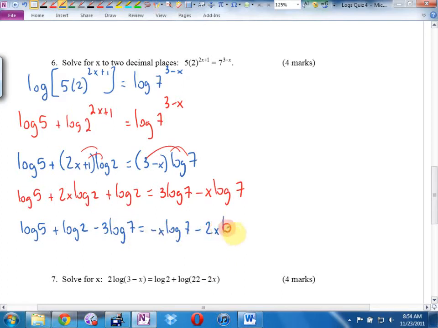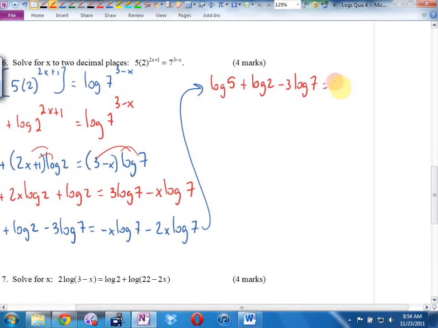Tyson, how many x terms do I have? 2. How many would I prefer? One. It'd be wonderful. It's a grade 9 mathematical operator. Yeah, I can factor out the x now. I don't have to go over here. Log 5 plus log 2 minus 3 log 7 equals, need more room. Uh-oh, problem, Mr. Dueck. I'm going to have to go over here. That is so handy, I have to admit.